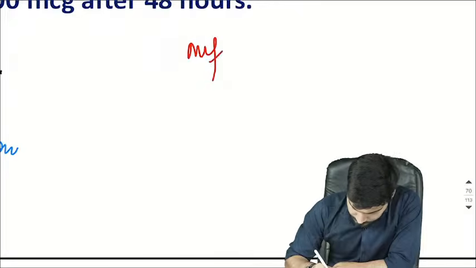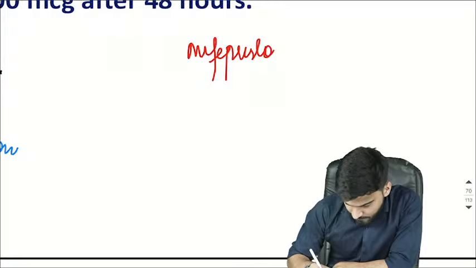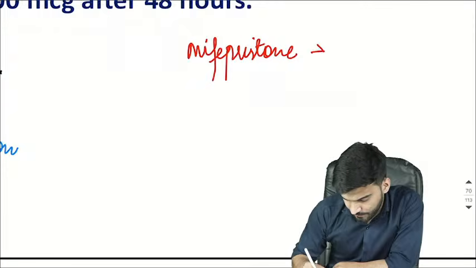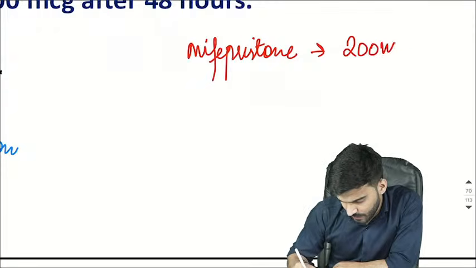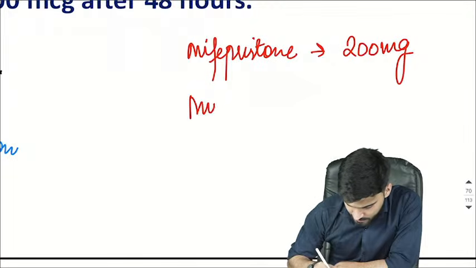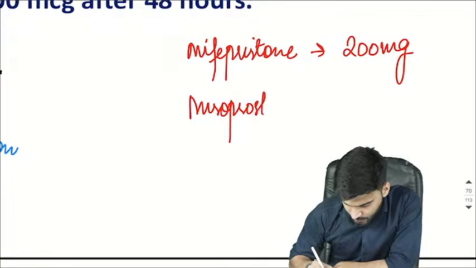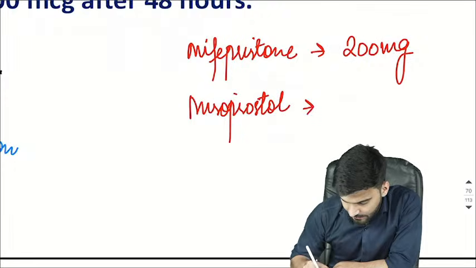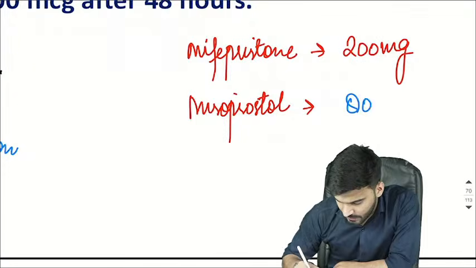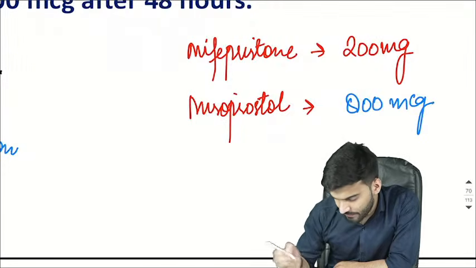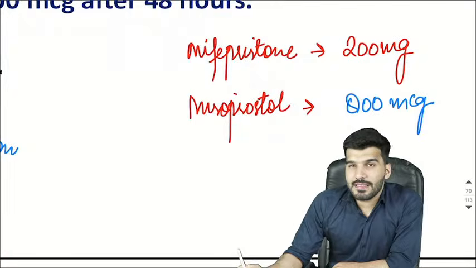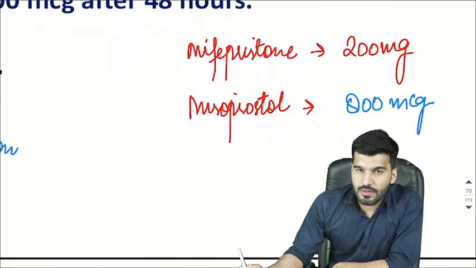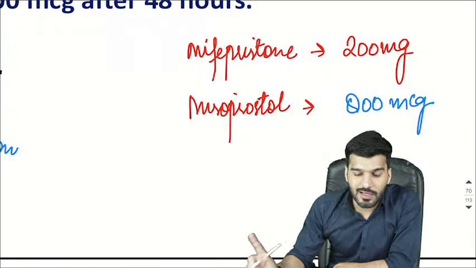Okay, now talking about the drugs, we give mifepristone and misoprostol. For mifepristone, you have to give 200 mg. Followed by that, we give misoprostol. It is a prostaglandin. It will expel the fetus out. That is 800 micrograms. If the pregnancy is less than 7 weeks, you can also give 400 micrograms. But if a question mentions, you mark 800 micrograms.